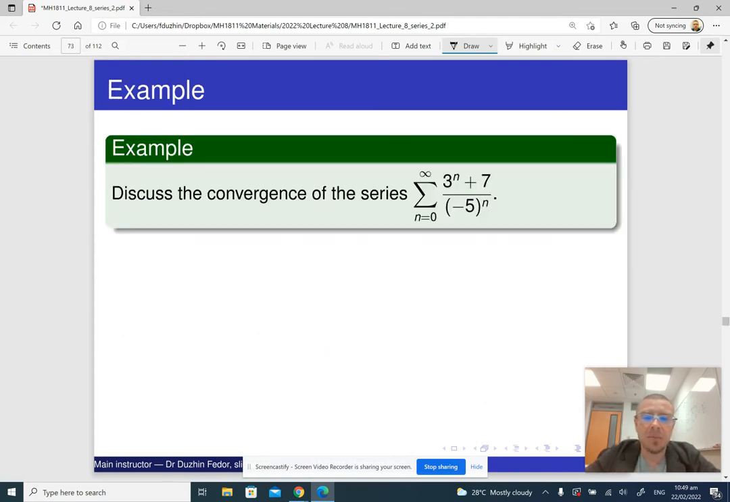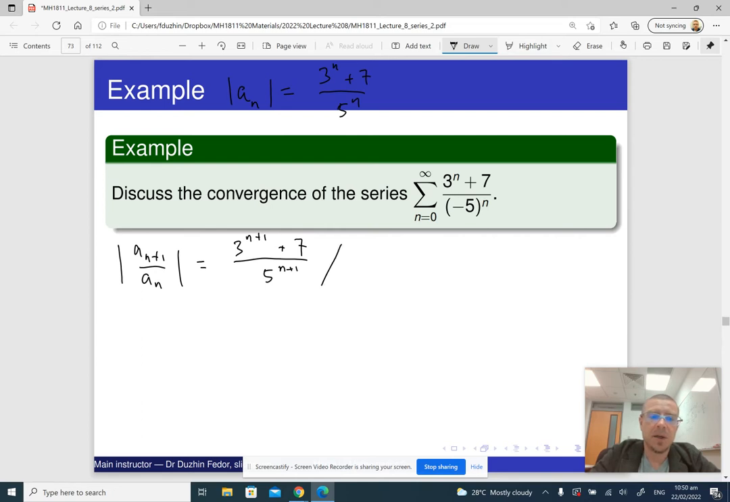Okay, so how do we apply this ratio test? Here is an example. The first thing is to write the absolute value of a_n, which in this case is 3 to the n plus 7 divided by 5 to the n. Now we need to find the ratio of the absolute values, a_{n+1} divided by a_n, right? So what is a_{n+1}? It is essentially the same thing, only I need to replace n with n plus 1. So this is 3 to the n plus 1 plus 7 divided by 5 to the n plus 1, divided by a_n, which is 3 to the n plus 7 over 5 to the n.